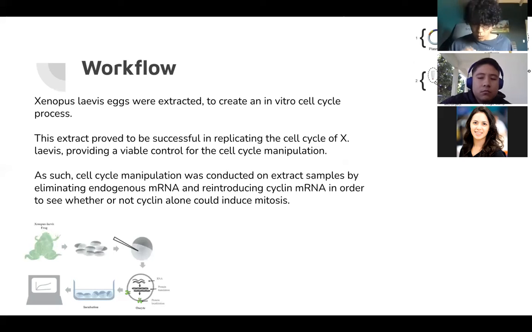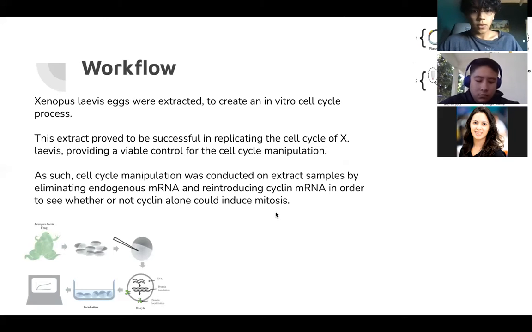So once we find that our extracts mimic the exact cell cycle regulation of in vivo eggs, we can then use that as our basis of manipulation for when we introduce the pancreatic mRNAs, eliminate the endogenous DNA, and reintroduce that cyclin mRNA in order to determine if it does have any significance in inducing mitosis.